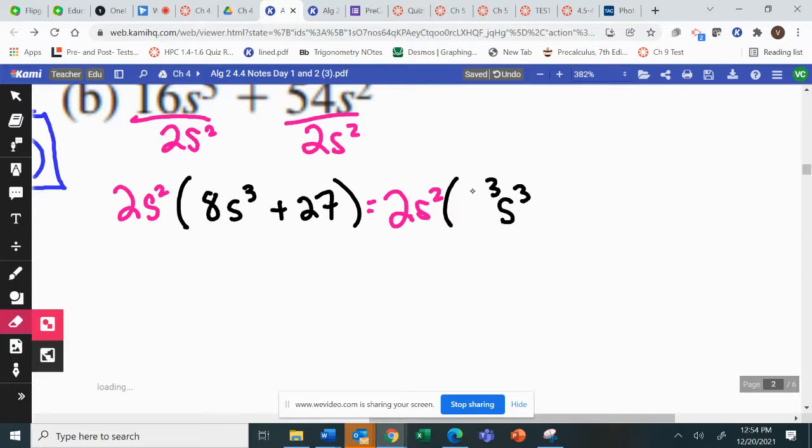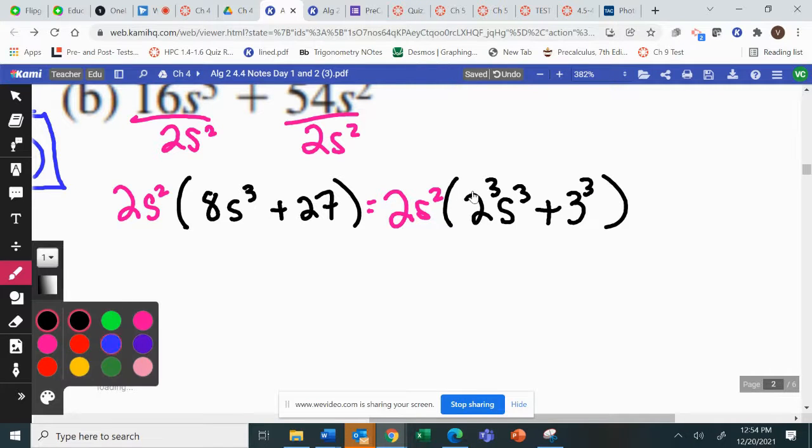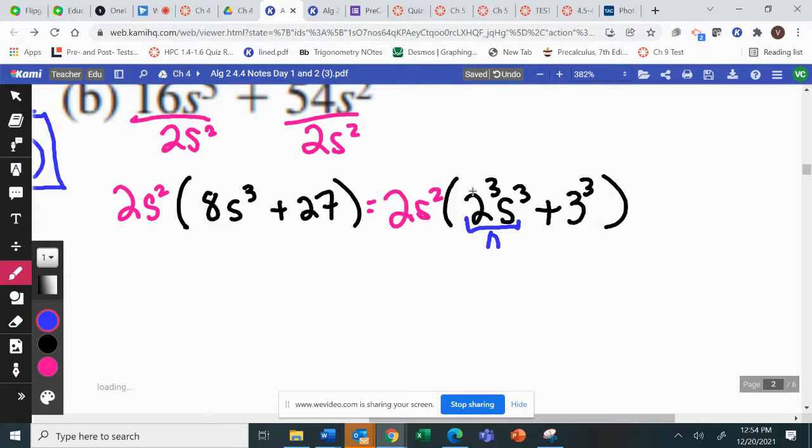Oh my gosh, my handwriting's not great. There we go. 2 to the third, s to the third. Plus, what's 27? 3 to the third. So now I can see that my a value is 2s and my b value is 3.